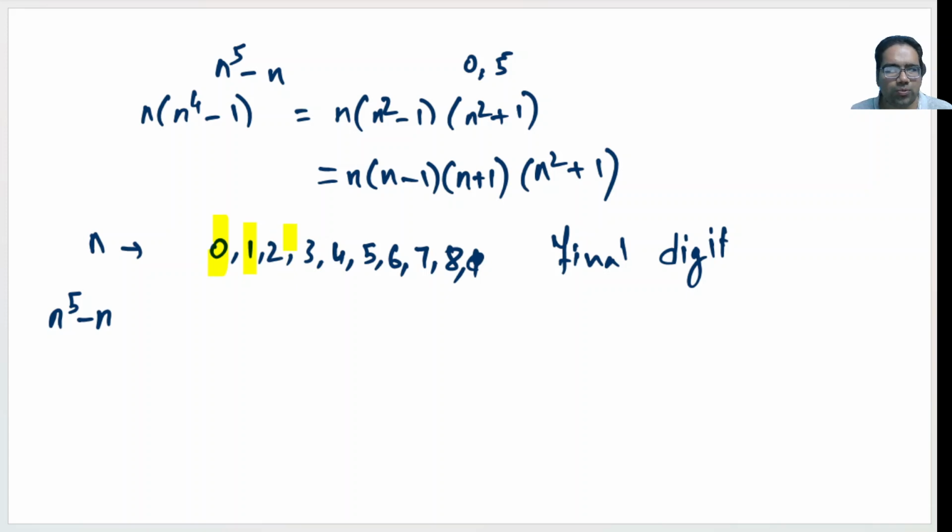Right. When it is 2, let's hold for 2 for now. When it is 3, 3 also, let's hold. When it is 4, then 4 plus 1 will always end in 5, right? N plus 1 will be a number which will end in 5.